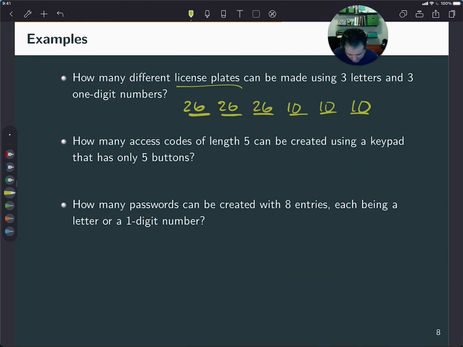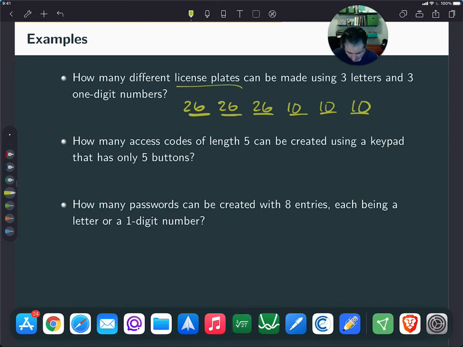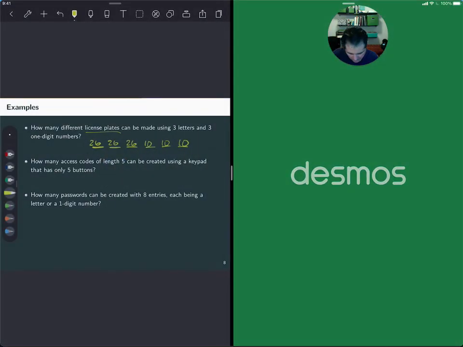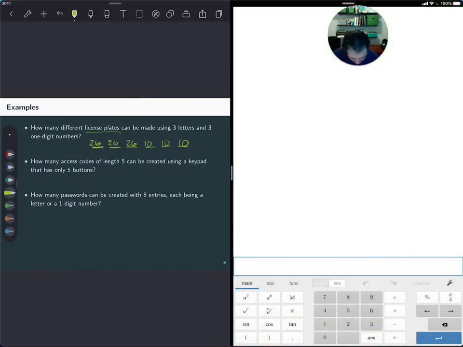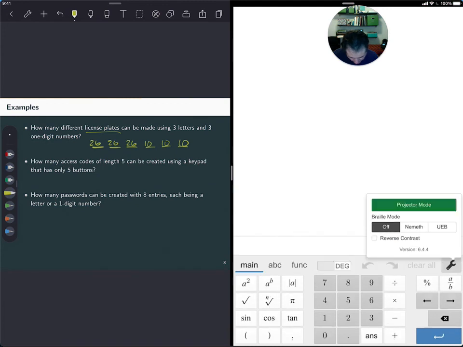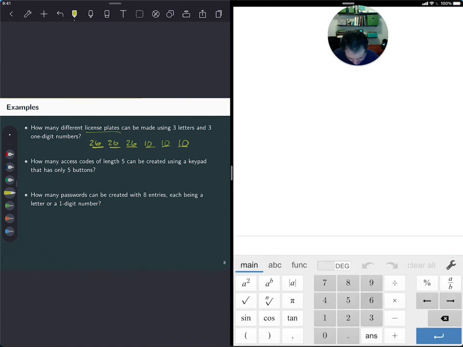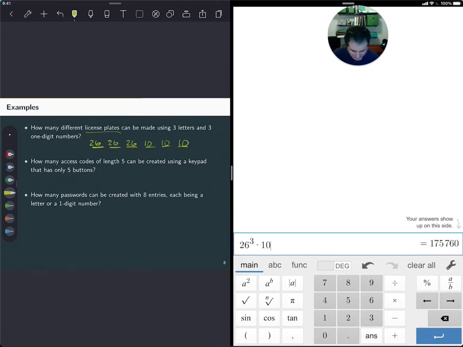If you wonder what that is, you can grab a calculator. I'm using the Desmos calculator, and I'm just going to do 26 to the power of 3, then times 10 to the power of 3, which is 1,000, right? I'll need to type that 3 times. So 17 and a half million possible license plates.